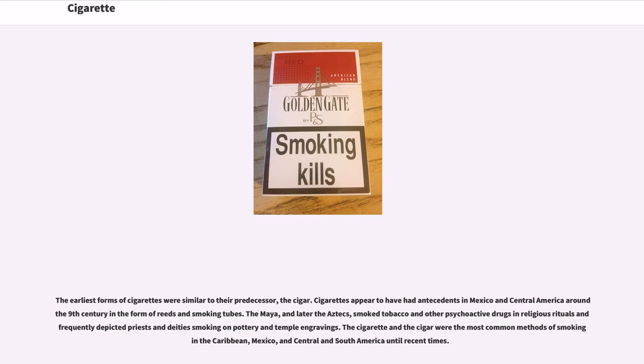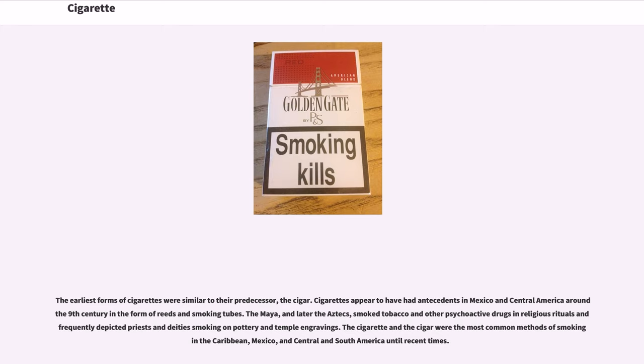The earliest forms of cigarettes were similar to their predecessor, the cigar. Cigarettes appear to have had antecedents in Mexico and Central America around the 9th century in the form of reeds and smoking tubes. The Maya, and later the Aztecs, smoked tobacco and other psychoactive drugs in religious rituals and frequently depicted priests and deities smoking on pottery and temple engravings.